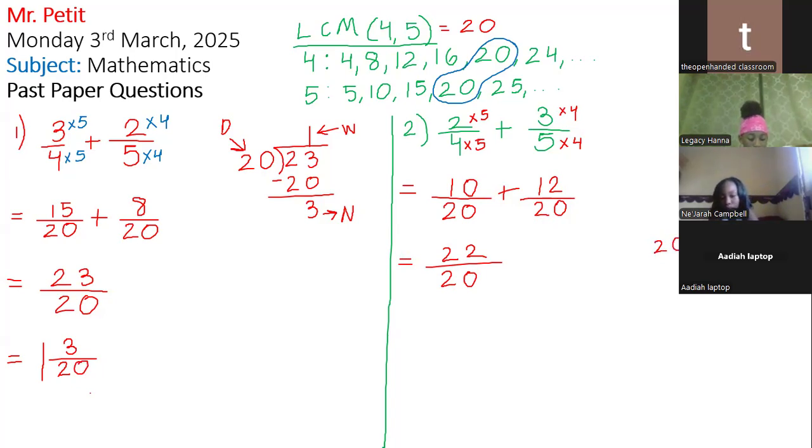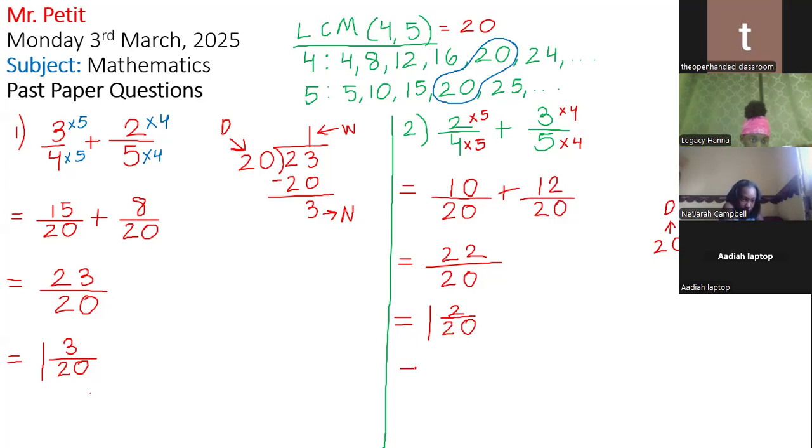Twice. No, think about it. How many times does 20 go into 22? Once. 20 times 1 is what? 20. And 22 minus 20 is what? 2. Very good. So that means that our answer is going to be what? The whole number is what? 1. So it's going to be 1. The numerator is what? 2. Very good. The denominator is going to be what? 20. So the numerator is 2 and the denominator is 20.